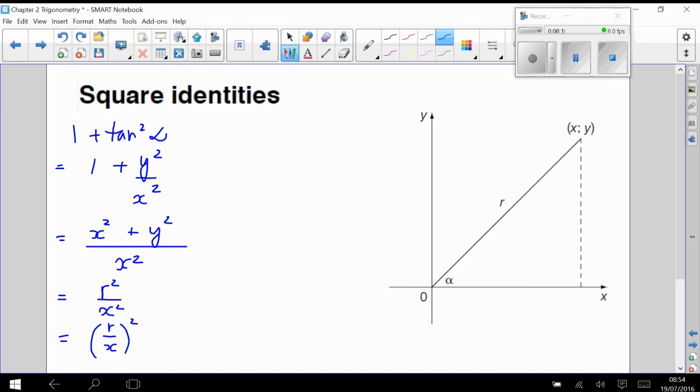which is the same as r all over x squared. Now, can you see that r all over x is the reciprocal of cos of the angle? And so, in other words, that is the same as sec squared, the reciprocal of cos of my angle. In other words, I've now discovered my second identity, which states that if I've got 1 and I add tan squared of the angle, that can be written as sec squared of the same angle.